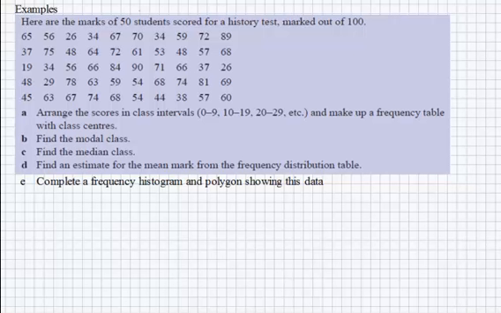Okay, so part A tells us to arrange the scores into class intervals from 0 to 9, 10 to 19, 20 to 29, etc. So we're putting them into 10s, 20s, and so on. And we're going to write them up like that into a frequency table.